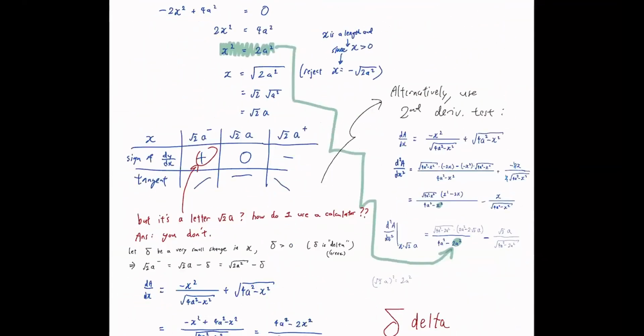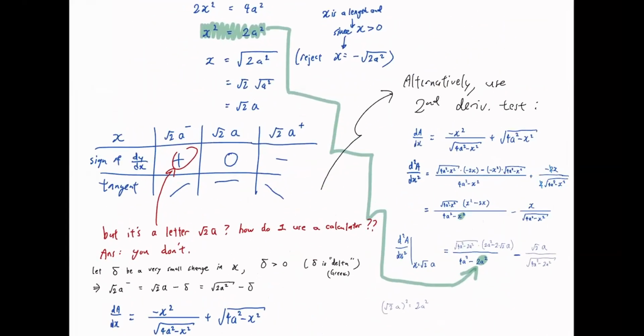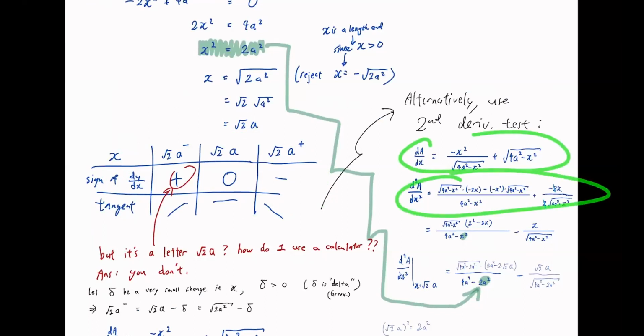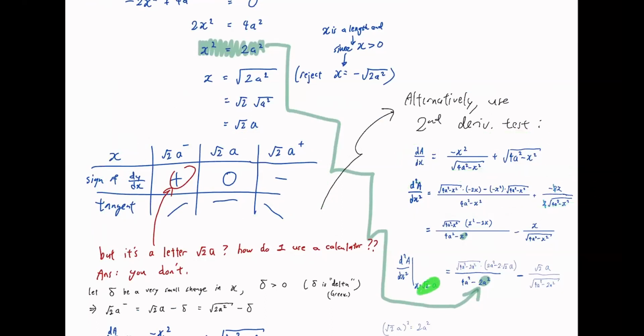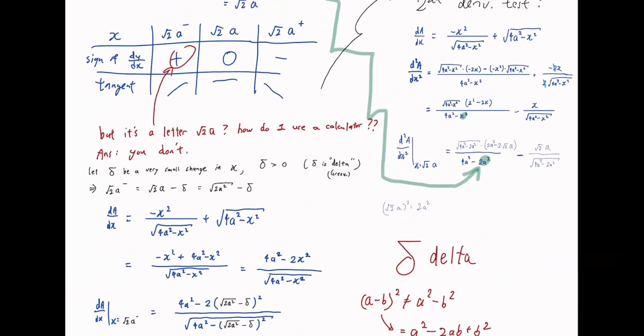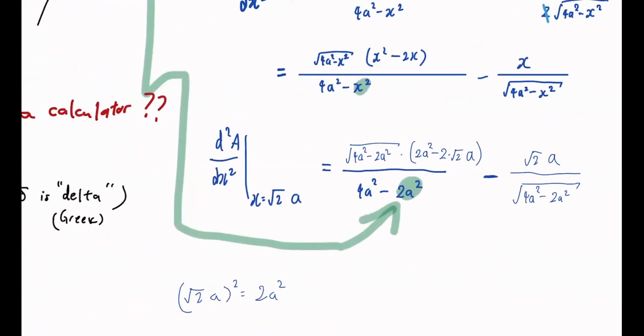Another way to do this for the delta is to do the second derivative test, right? So you just differentiate, get a second derivative, but this time you have to sub in x equal to root 2a itself. In this case, if I am not mistaken, you will get a positive value.